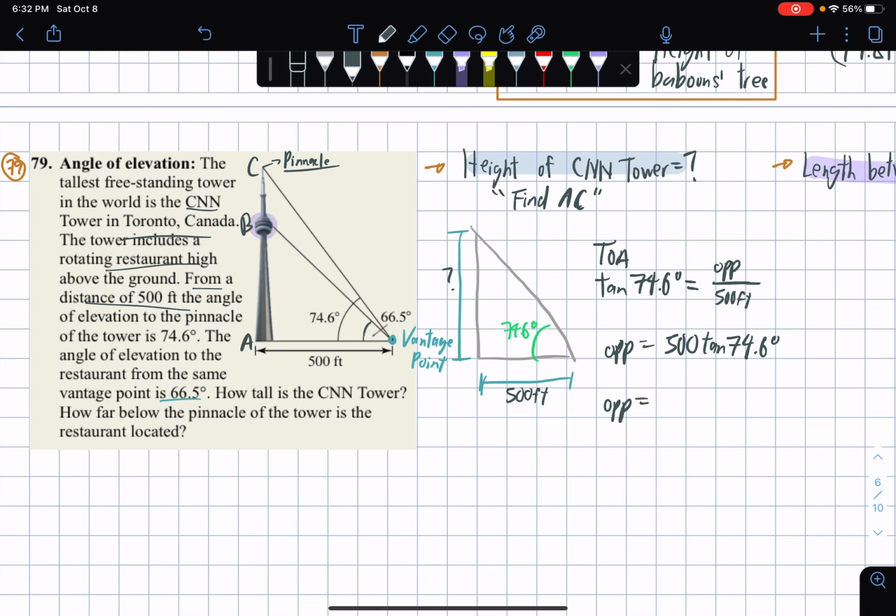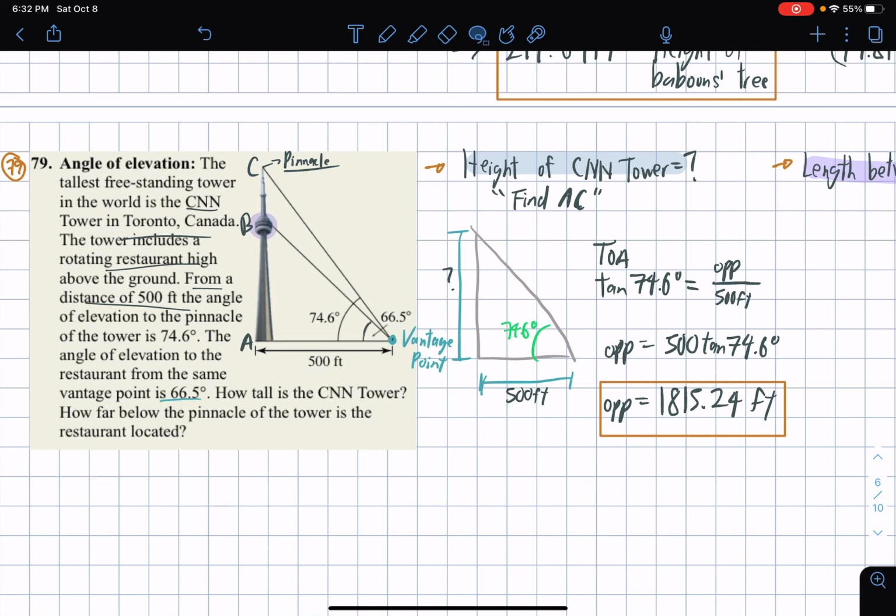So I hope you have your scientific calculators with you. Even at the beginning of this video, you should have your calculators if you want to practice along with me. So 500 tangent 74.6 is 1815.24 feet. This is the height of the Toronto CN Tower.